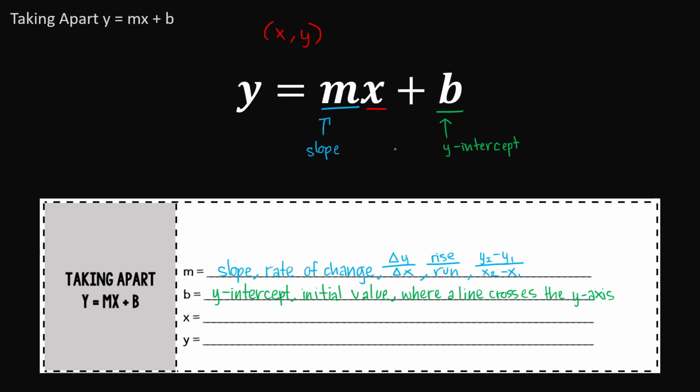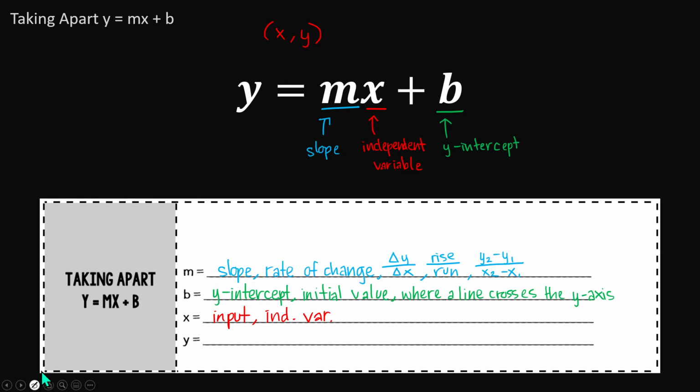So let's talk about x first. X is what we call the independent variable. We also call this the input. X is the input in a linear equation. So input, independent variable. It's basically what changes in the equation. When you change x in the equation, you also change y.